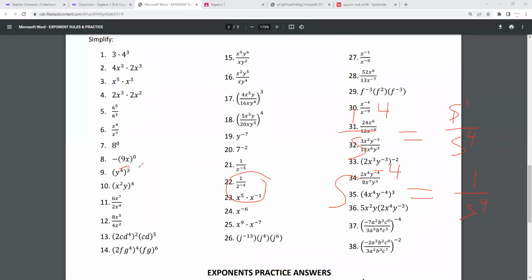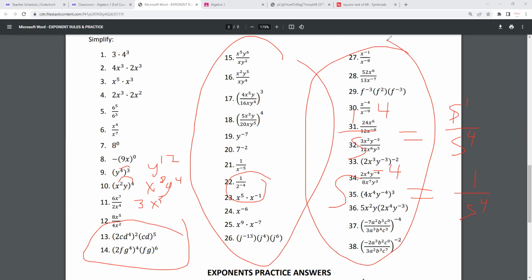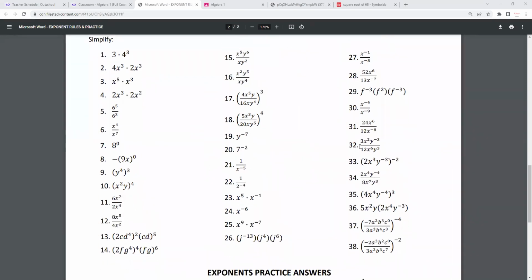Okay, this one you would multiply and you get y to the 12th. This one you would take the 4 and you would get x to the 8th, y to the 4th. When dividing, you simplify. 6 divided by 2 is 3. X to the 7th over x to the 4th gets you x to the 3rd. And then they get a little more complicated as we go, right? You can see these are a little more complex. Let's start with the basics for now and go into the more complex ones next time.